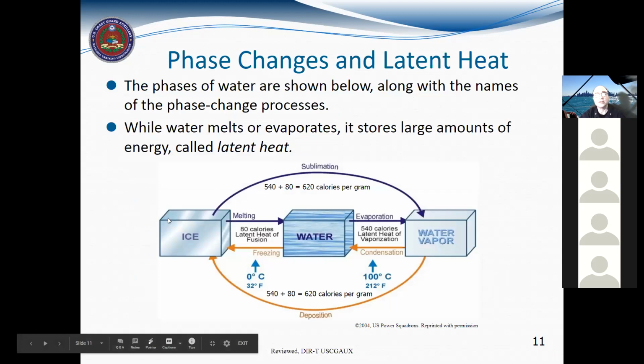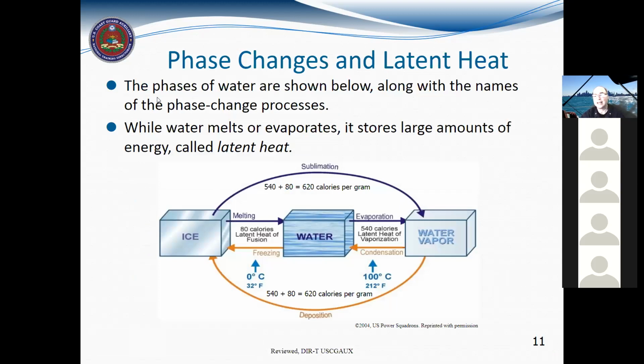So, phase changes and latent heat. Let's talk about latent heat. The phases of water are shown below, along with the names of the phase change processes. This is an important graph to understand. It's pretty challenging. While water melts or evaporates, it stores large amounts of energy called latent heat. If something goes from ice directly to water vapor, that's something called sublimation.